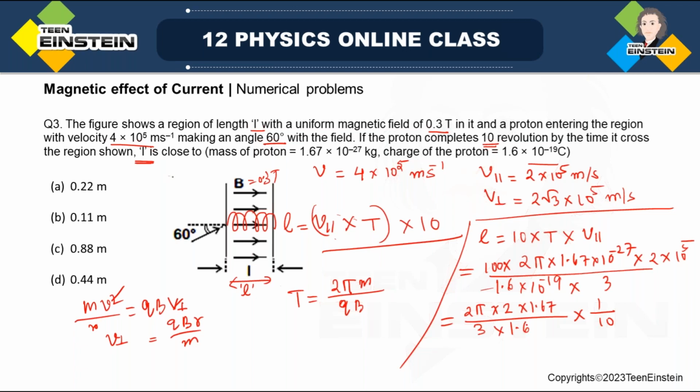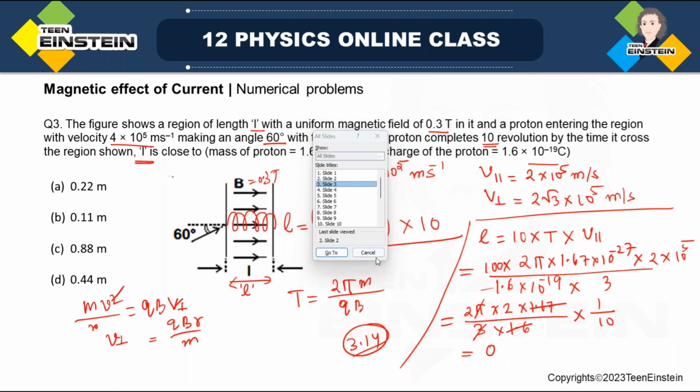Now look. We don't have a calculator here, so we have to do some rough approximation. This pi is generally taken as 3.14, so for the time being let us just strike this out, take them almost equal, and here also this part, let this be nearly equal. Then what you get is nearly 0.5.